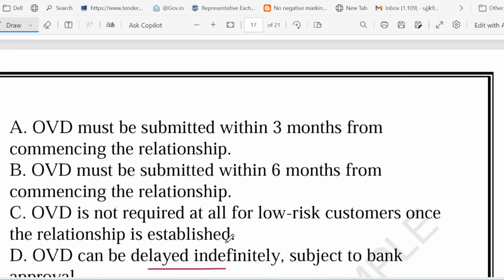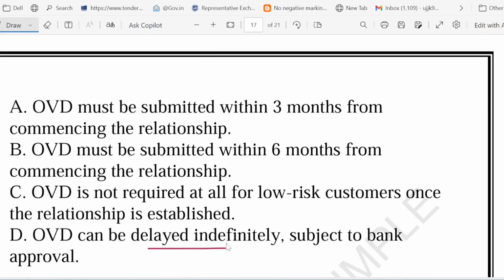So let's look at option A. It says within 3 months. What do you think about 3 months? No, this is incorrect. It looks tempting because 3 months is a common timeline in some compliance areas, but the rule is not 3 months.